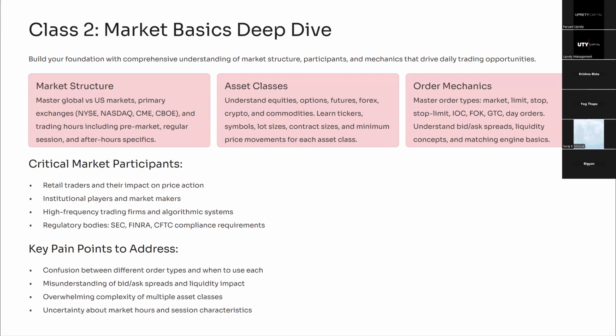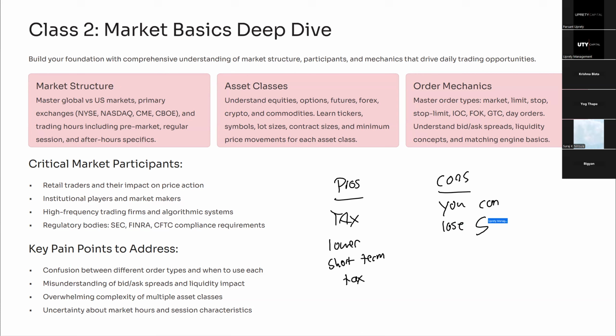Then we look into futures. The biggest thing with futures that gives you a pro is you get tax benefits. What I mean by this is with futures, you're not taxed as much on short term. So lower short term tax. You get taxed if you hold it for a long time. So it's the complete opposite. So you get tax advantages trading futures. The con with futures is you can lose a lot of money.